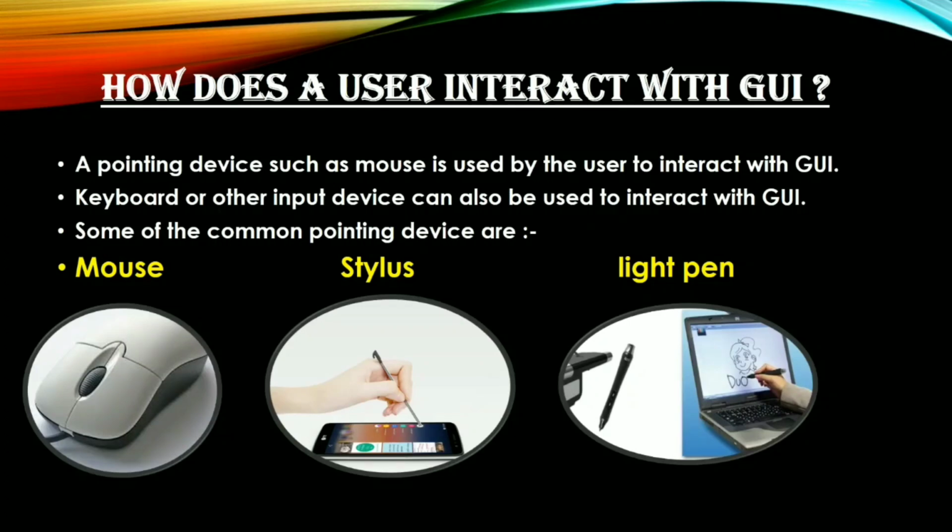How does a user interact with GUI? User means I or you, who are using the computer system. A pointing device such as a mouse is used by the user to interact with GUI. Not only a mouse, a keyboard or other input device can also be used to interact with GUI. It means we can use GUI devices by any pointing device or by any input device, that is keyboard or mouse. Here three common pointing devices are given. First one is mouse, second one is stylus, and third one is light pen.